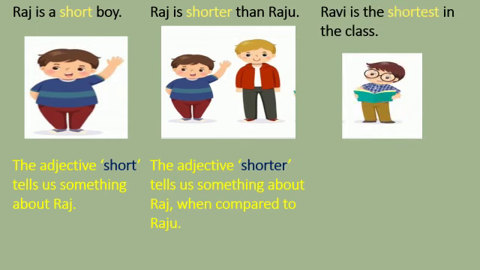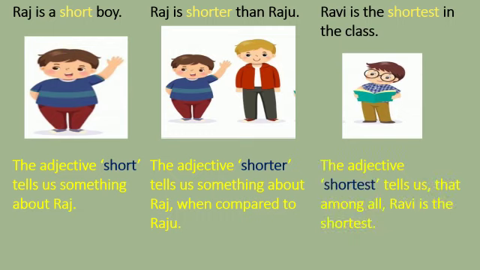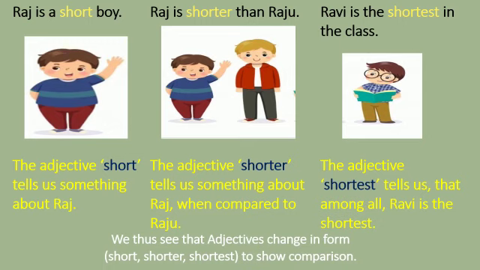Ravi is the shortest in the class. The adjective shortest tells us that among all, Ravi is the shortest. We thus see that adjectives change in form: short, shorter, shortest, to show comparison.